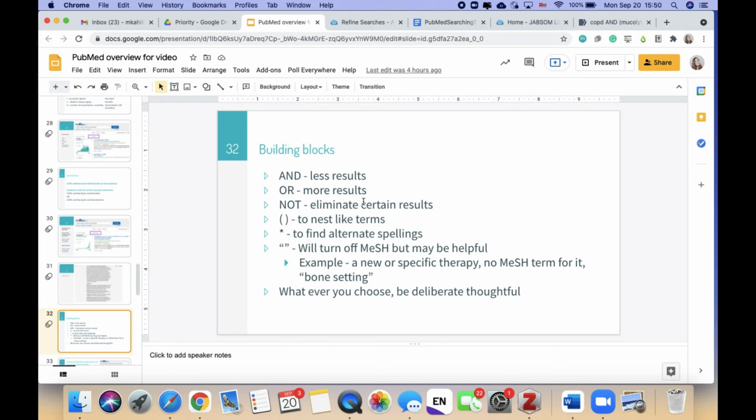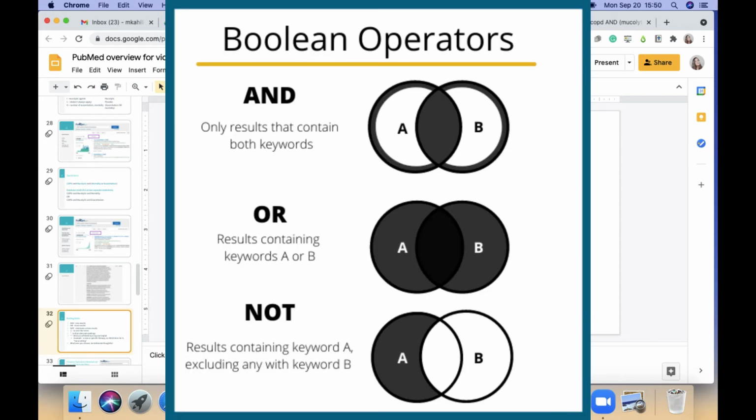So in general, AND is going to give us fewer results because we're putting more restrictions on the database. We're saying I need this and that. And OR is going to give you more results because you're giving the database more options. You're saying I'll take either of these concepts in an article. And the NOT is what you would use to eliminate certain results.